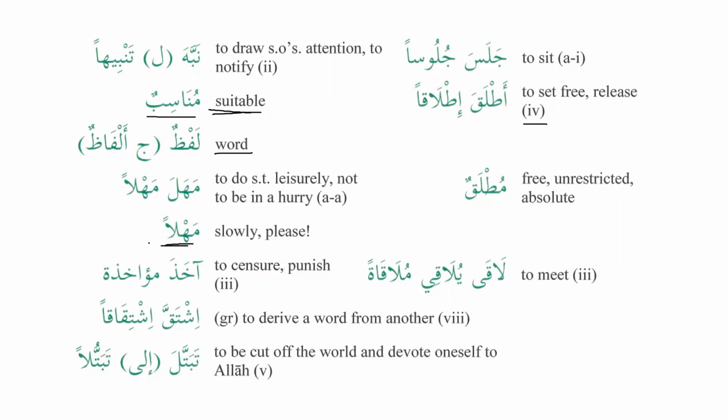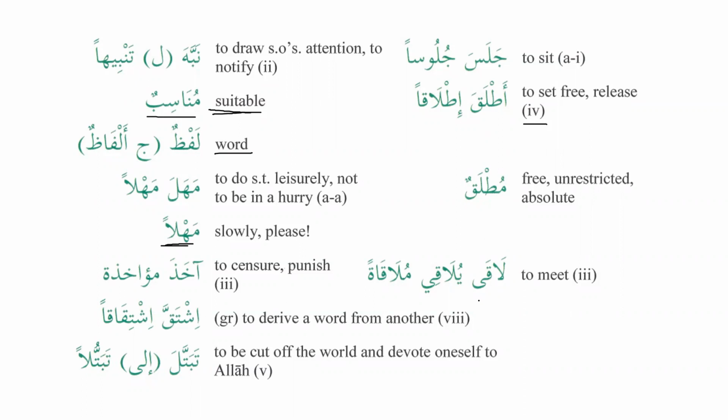And mahil and amhal, both of them, by the way, from number 3 and 4 being used in one verse of the Quran. Mahil is mahala yumahilu, and amhil is amhala yumhilu. And we have discussed this verse as well. Akhadha yuakhidhu muakhadatan, to censure or to punish. Rabbana la tuakhidna in nasina aw akhtana. Right? So we ask Allah subhanahu wa ta'ala not to punish us if we forget or if we make a mistake.